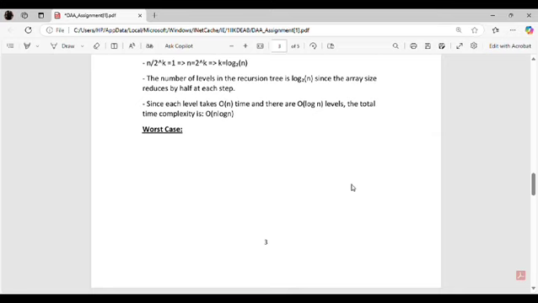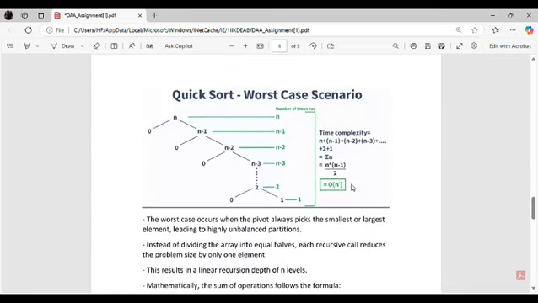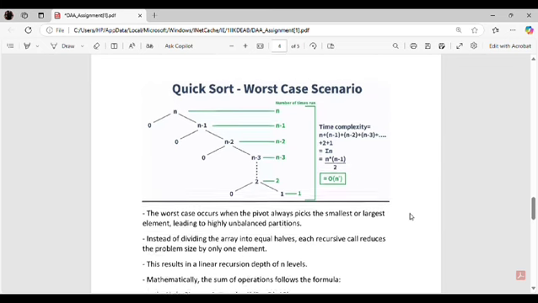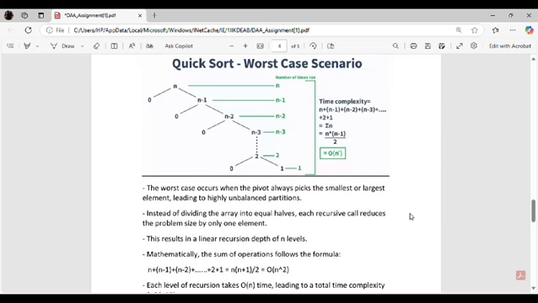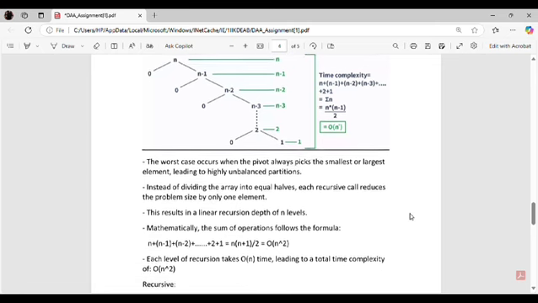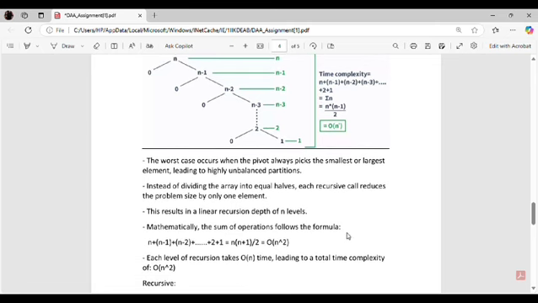And the worst case scenario of quicksort is when the pivot always picks the smallest or largest element, leading to highly unbalanced partitions. The worst case scenario generally happens in a sorted array for quicksort. Instead of dividing the array into equal halves, each recursive call reduces the problem size by only one element. This results in a linear recursion depth of n levels. Mathematically, the sum of the operations follows as n plus n minus 1 plus n minus 2 and so on plus 2 plus 1, which gives big O of n square complexity.